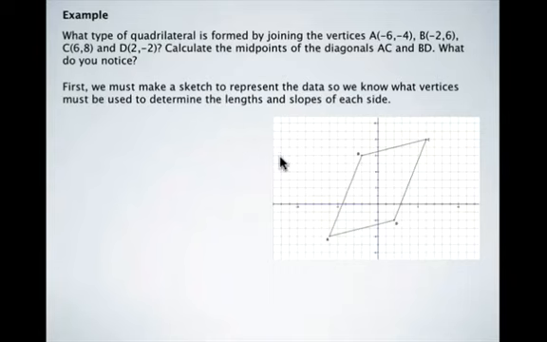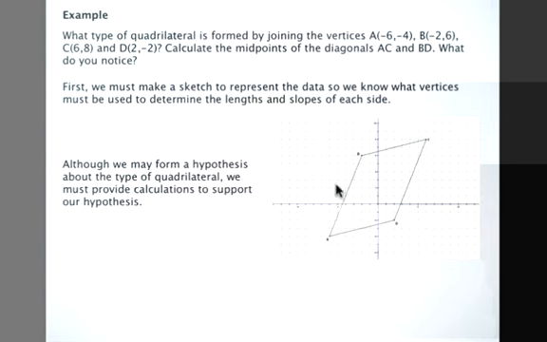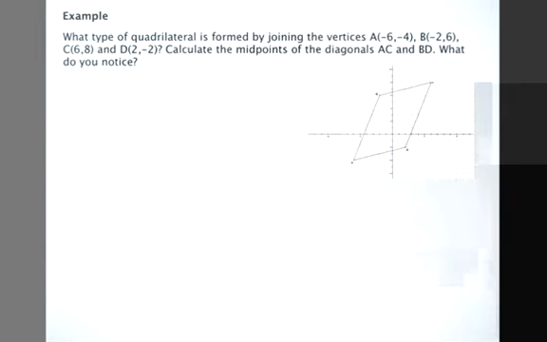So to solve this problem, we must first use a sketch to see how the pairs of vertices form the sides of the quadrilateral. So we can hypothesize this appears to be a parallelogram, but we have to use calculations in order to prove this. So, like in the previous example, we'll first look at the lengths of sides.